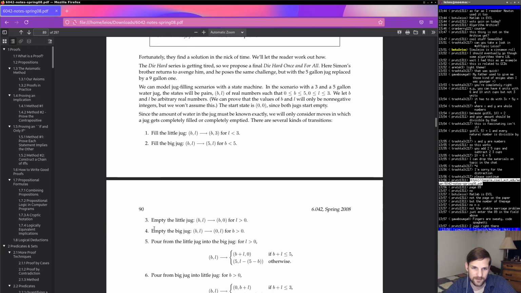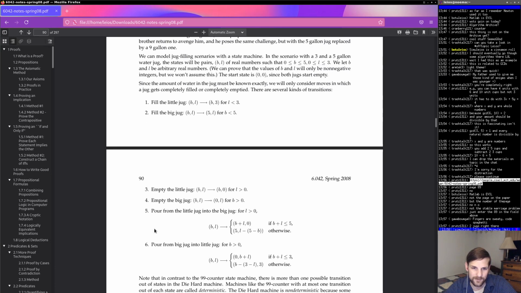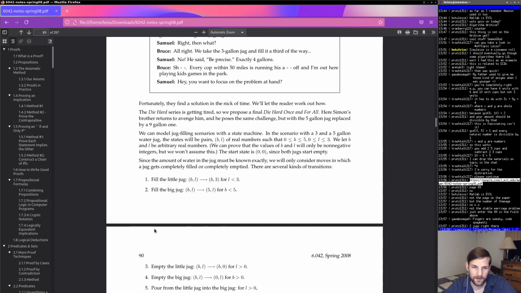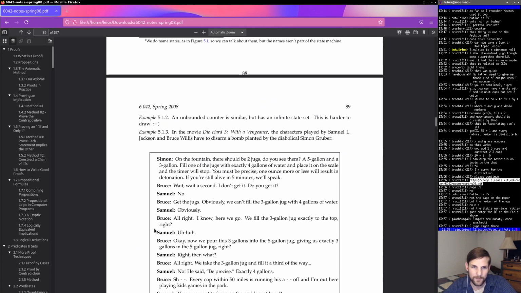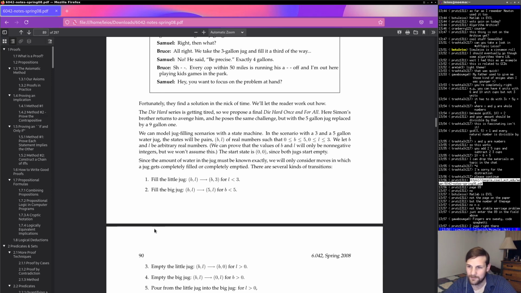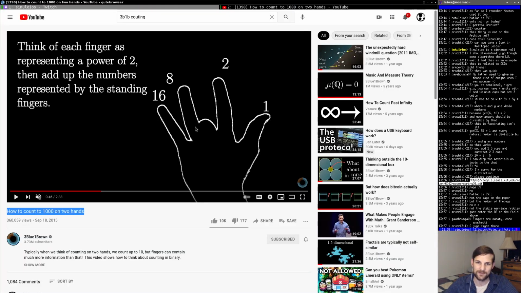Yeah, I saw the jugs. I don't understand where it's coming from. We can model jug filling scenarios by state machine. I'm probably gonna come back to this later. For now, it's kind of a distraction, but I can look at it in the Discord and stuff.